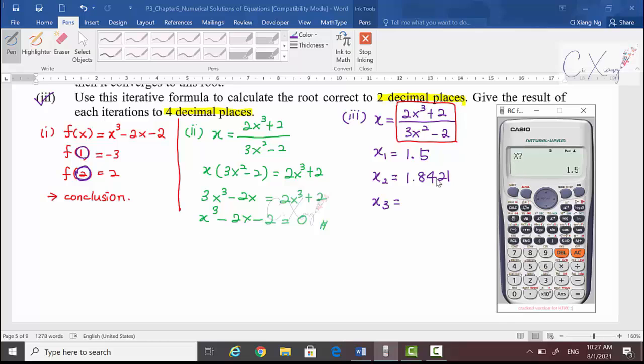So now you please key in the second value here, which is 1.8421. Then you press equal sign again. The next number that you get is a long number, but I just want to keep it to 4 decimal places, which is 1.7728. So in my iteration list here, I'll write it as 1.7728.